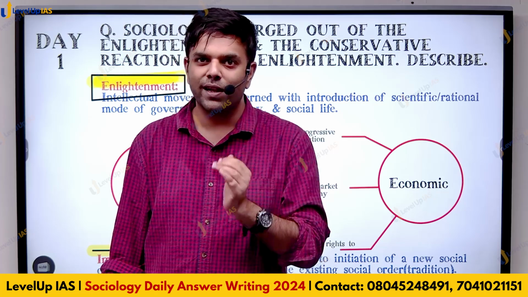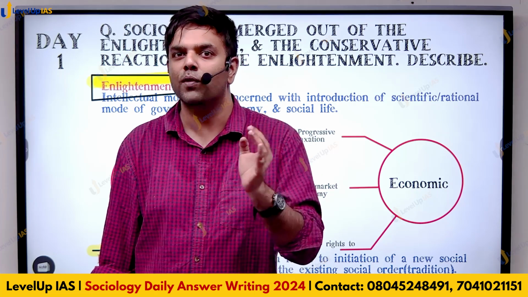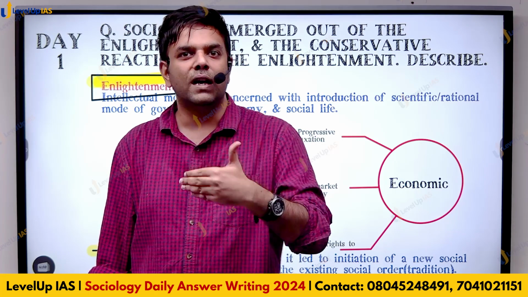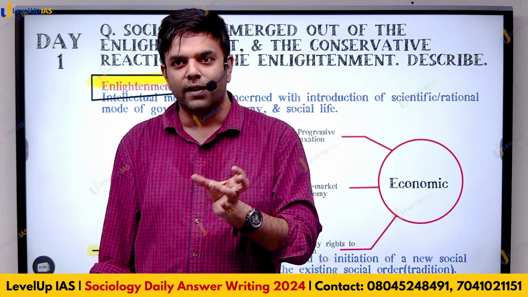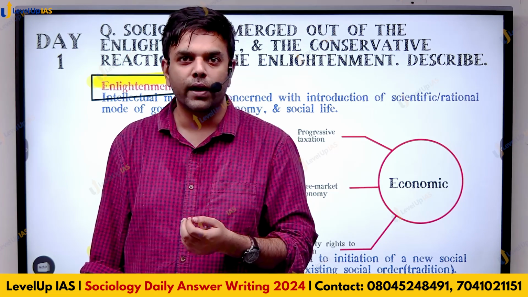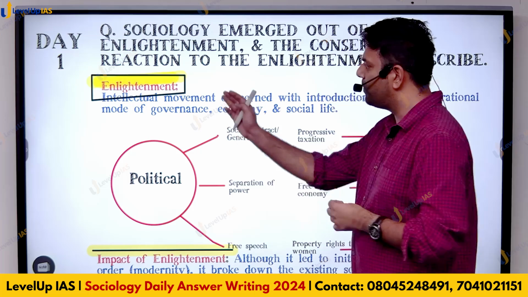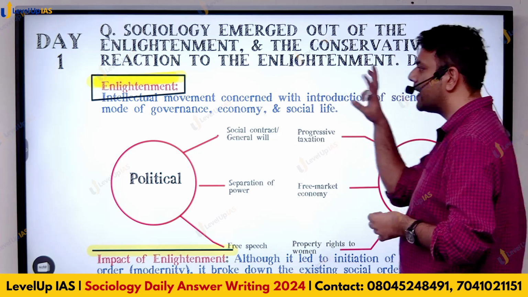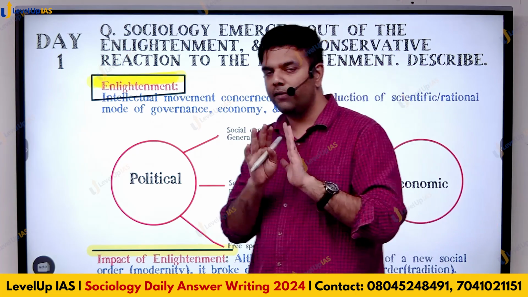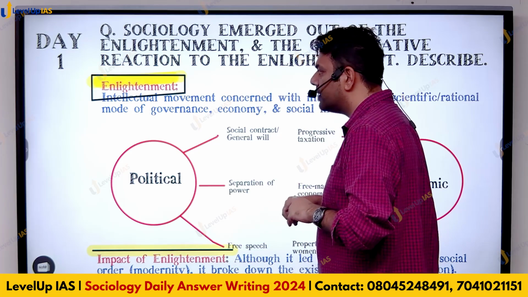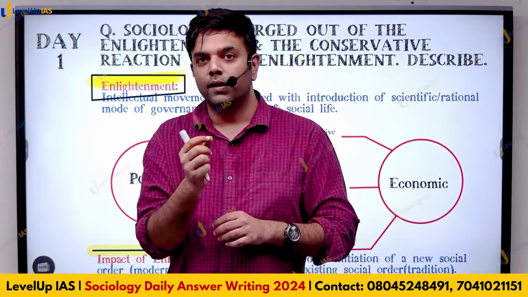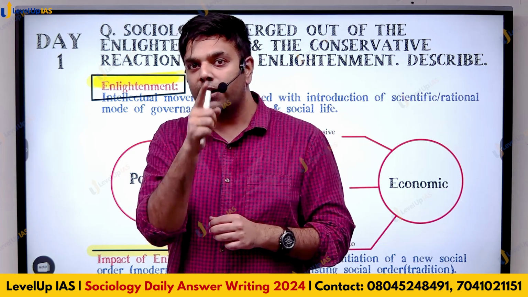And that is why in most of the writings of enlightenment scholars you would find most of them talking about change in governance, change in the way we choose our leaders, change in the way the ruling class governs us, change in the way the economy should function. Okay, so that is why I am saying that it is a movement concerned with introduction of a scientific or rational mode of governance, economy and social life. Okay, very basic introduction.